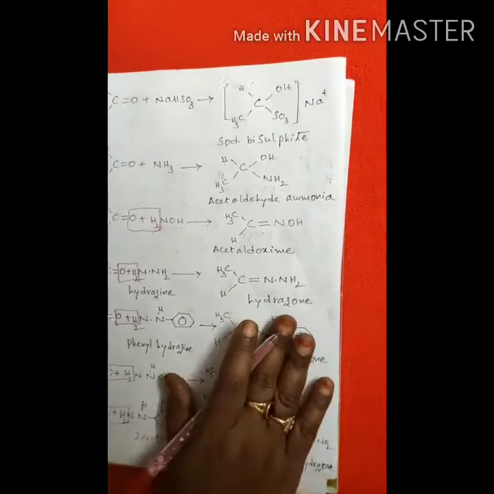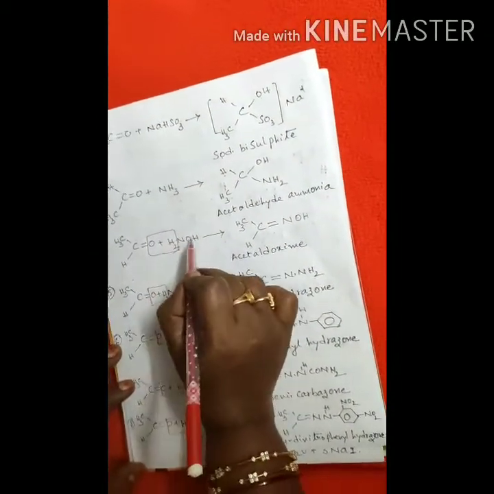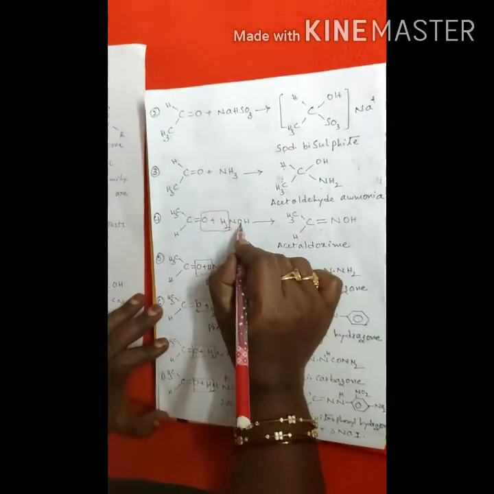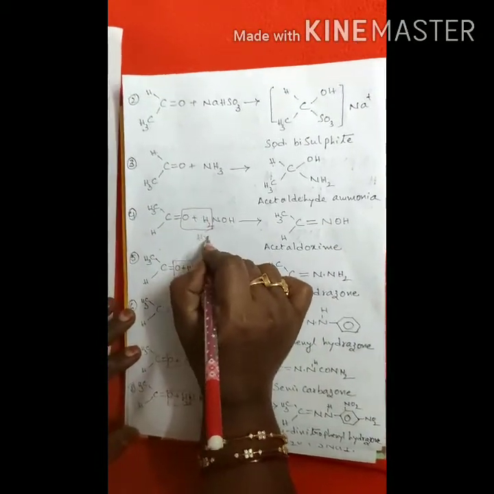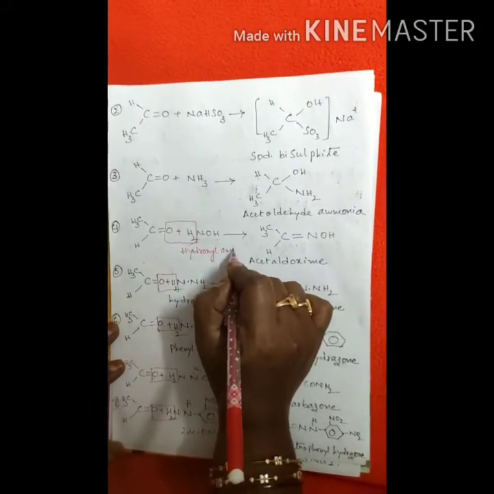But what we need to know is the structure. Hydroxylamine: hydroxyl means OH group, and NH2 means amino group. So this is hydroxylamine.